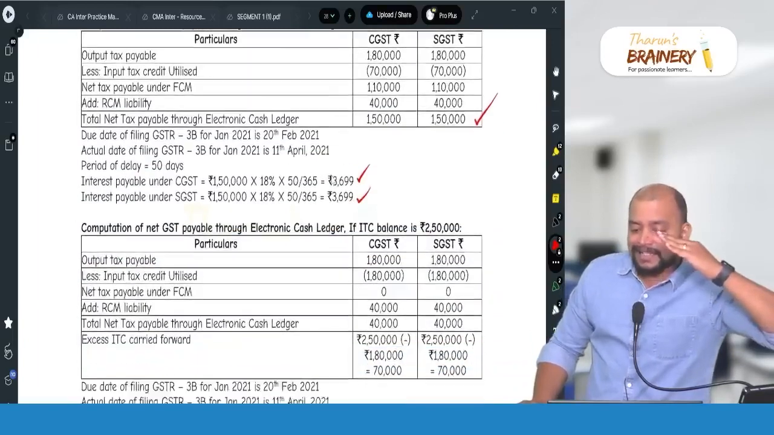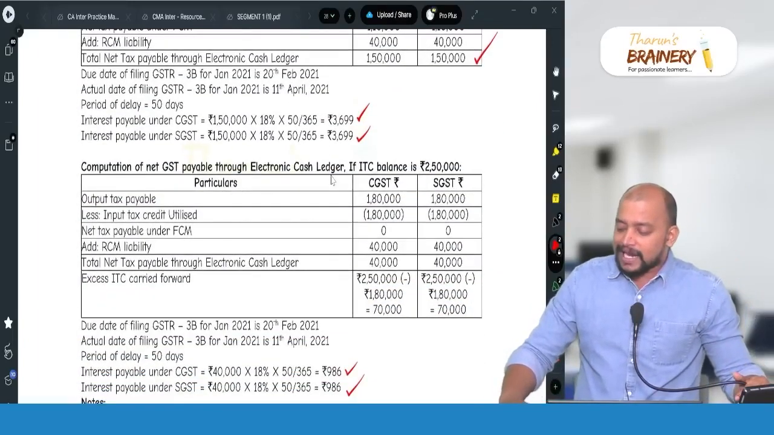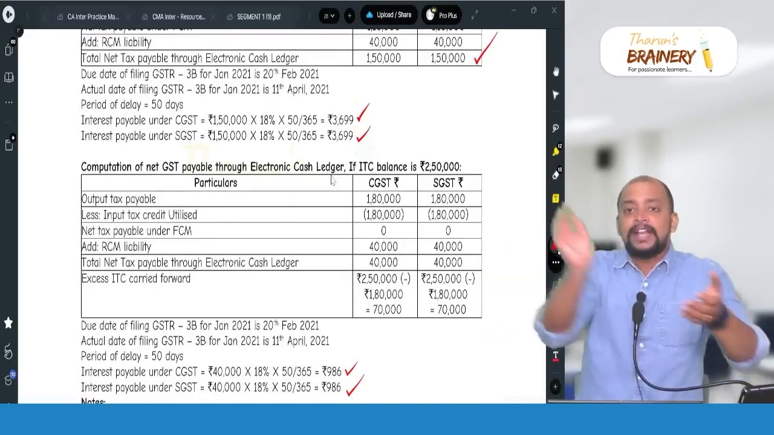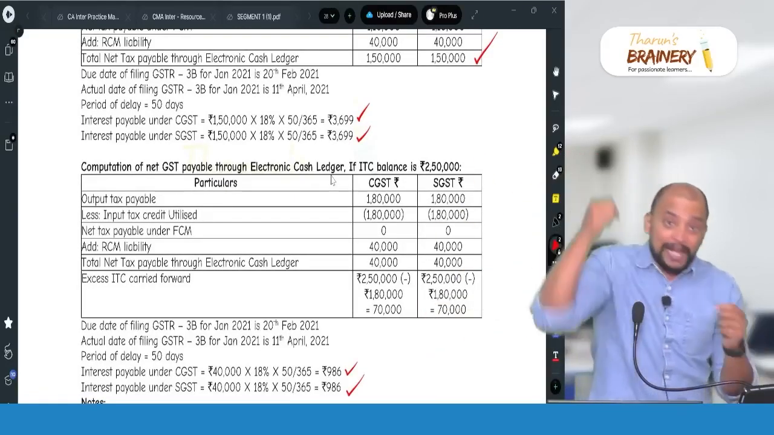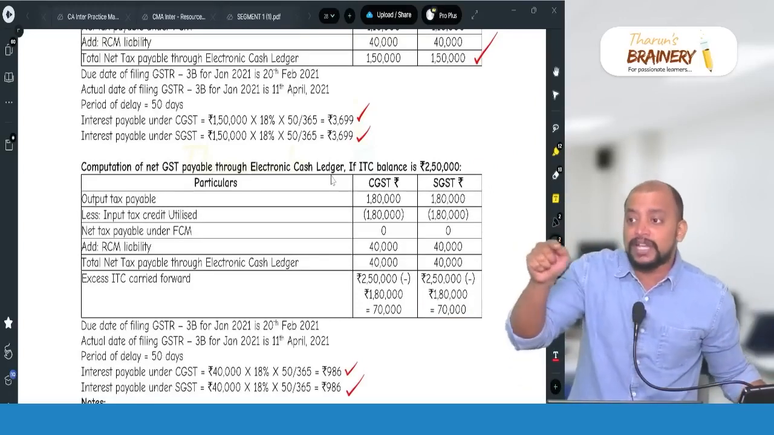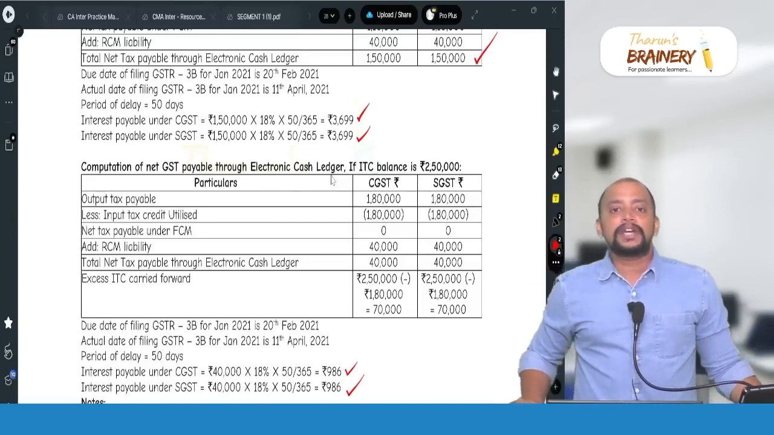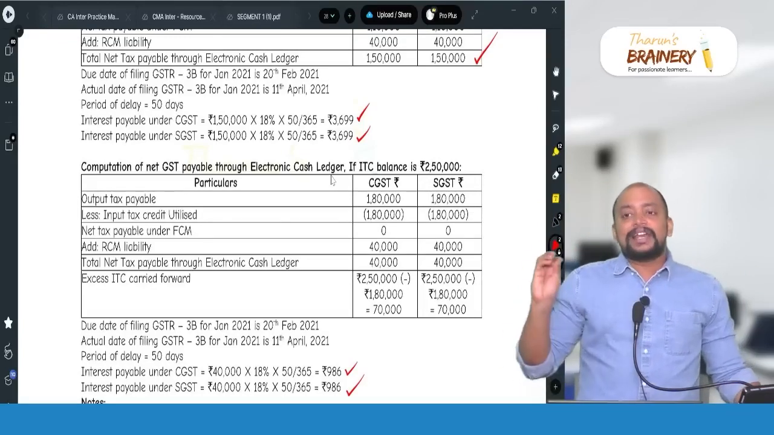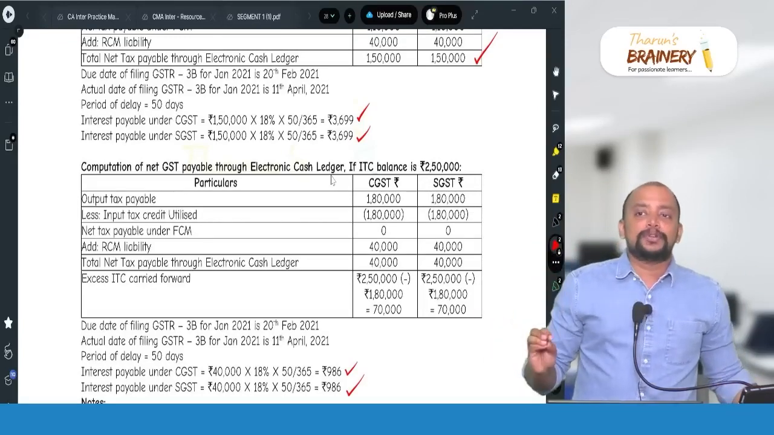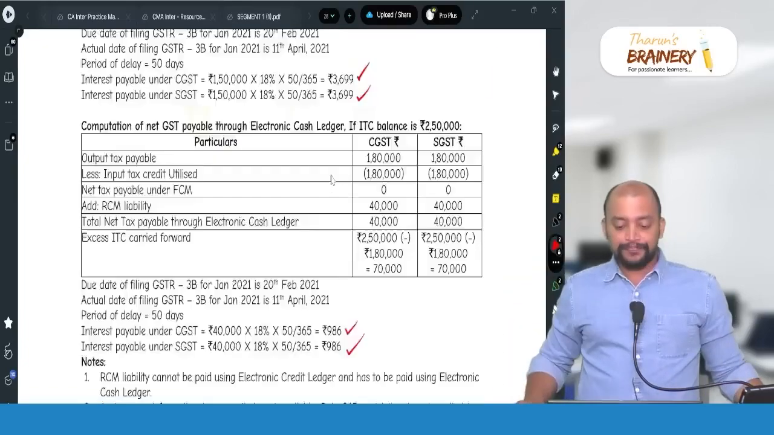But second case, how much will be the amount payable through cash ledger? 1,80,000 into 1%, 1,800, plus RCM liability 40,000, so 41,800. On that, interest will be computed. Understood here? For delay in filing 3B, interest will be computed on that amount which is paid through the cash ledger.